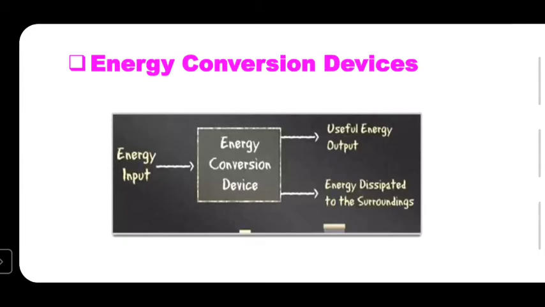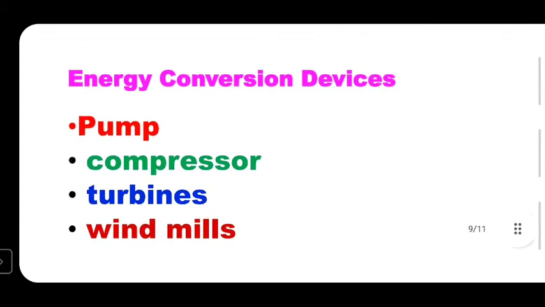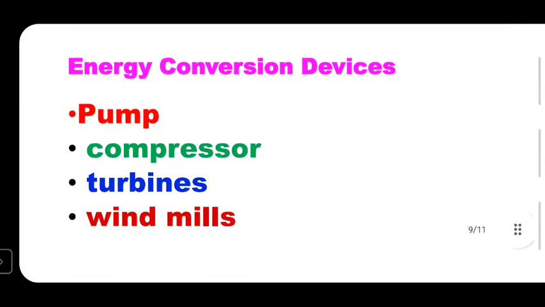There are two categories of energy conversion devices: power absorbing devices and power producing devices. Now, there are four examples we have to discuss. In your syllabus, there are four devices added, that is pump, compressor, turbine, windmill. These are the energy conversion devices.